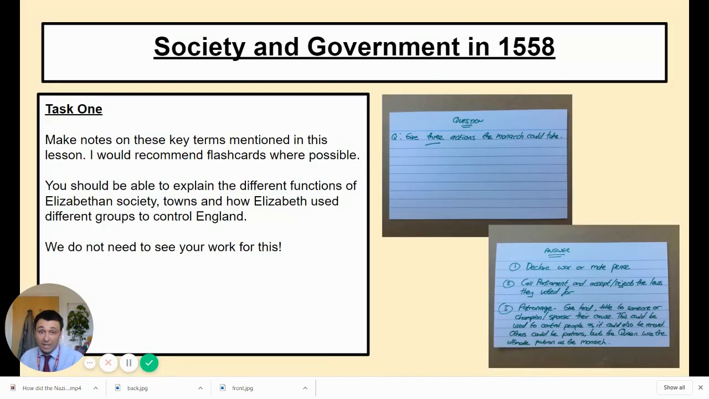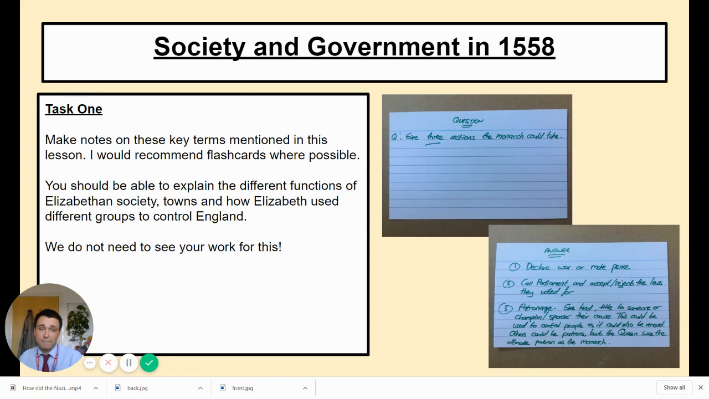So, that's it. That's just a very quick tour through society and government in 1558. And just to recap, make notes on those key terms. So what does gentry mean, for example? What were the yeoman farmers, for example? Those sort of things. Just a few notes on the back. You can do this however you want. We're not going to check up on you for this, but flashcards are a great way of doing this. There's the revision guide as well in Google Classrooms if you need it.